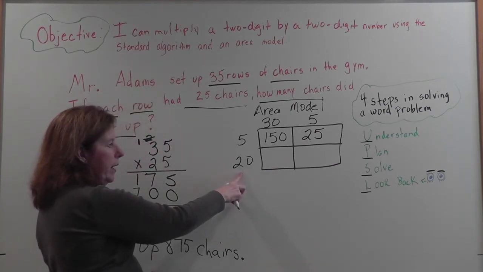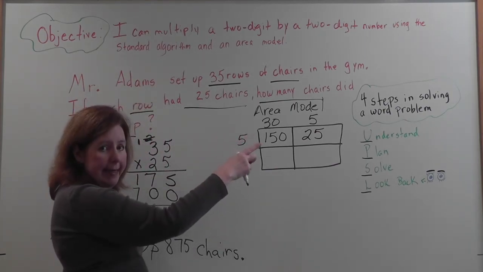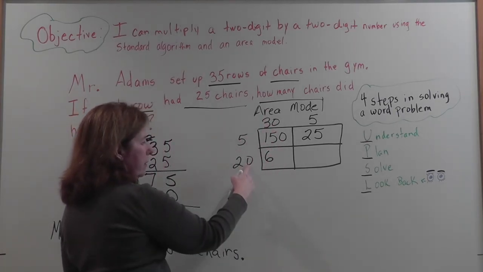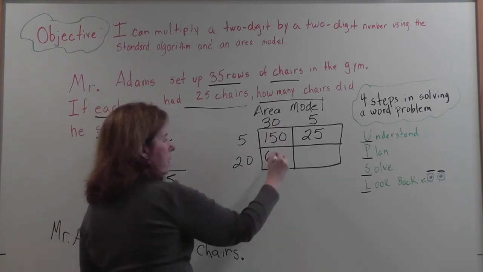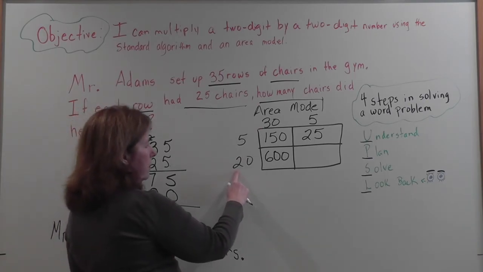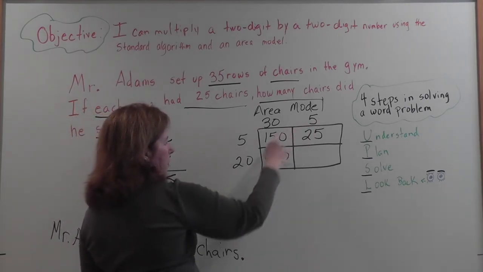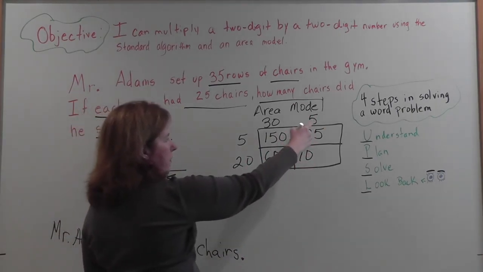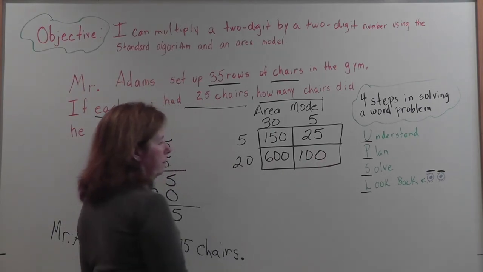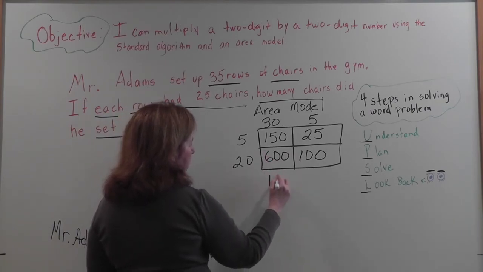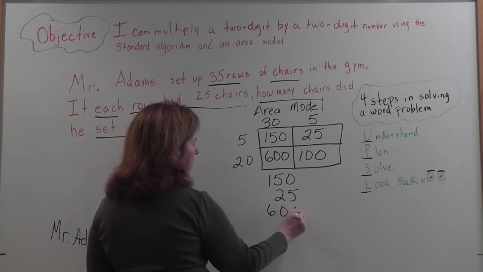Now I'll multiply my 20 out. I know that 2 times 3 is 6. And then I have a 0 here and a 0 here. So I just add my 2 zeros. 600. Now I multiply 20 times 5. 2 times 5 is 10. And then 0 times 5 is 0. That's 100. Now I'm going to add, my next step is to add 150, 25, 600, and 100.